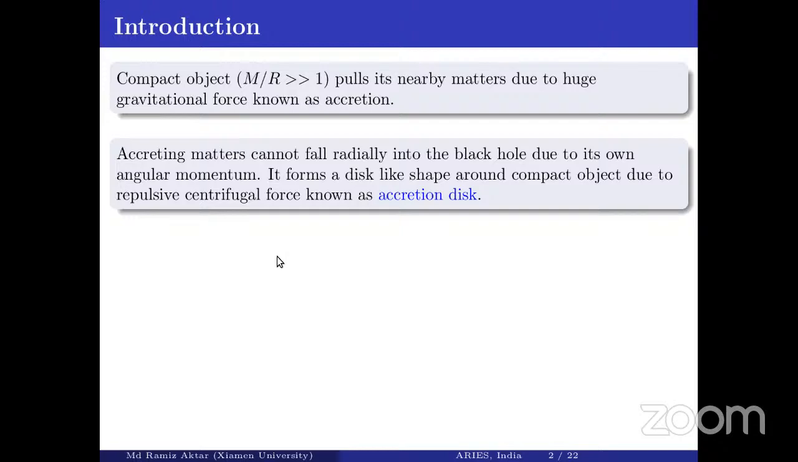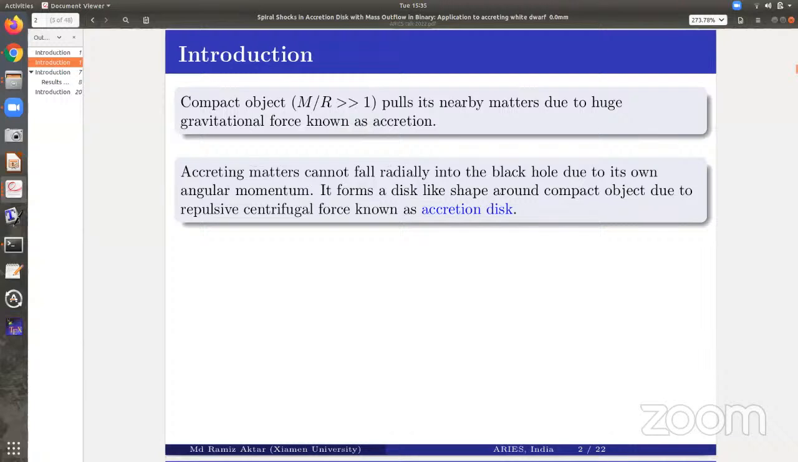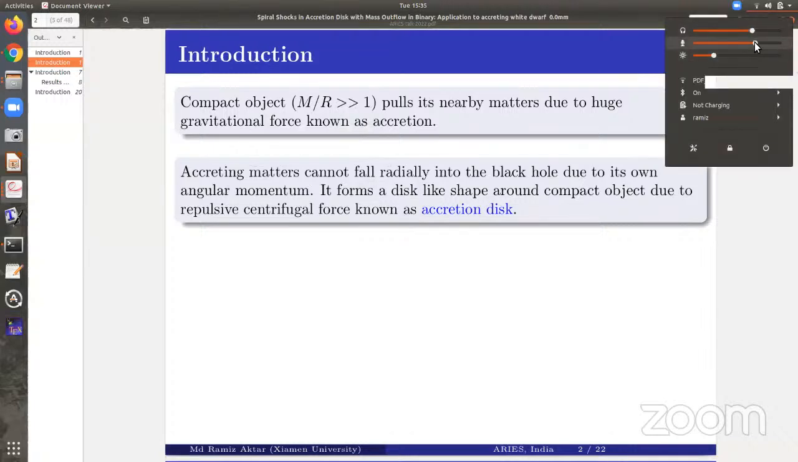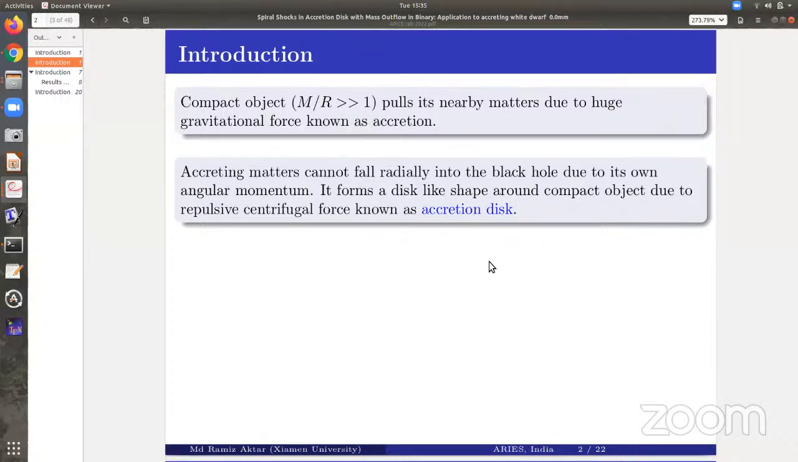Ramizji, your voice is quite low. Okay. Yeah, it suddenly drops down. So now it's okay? No, it's the same. It's not. I mean, before it was good. Now, yeah, now it's good.